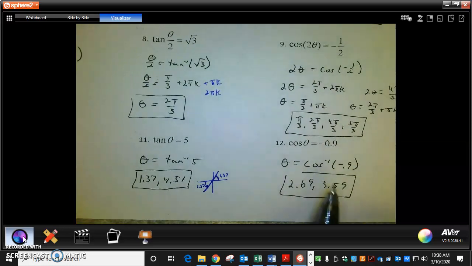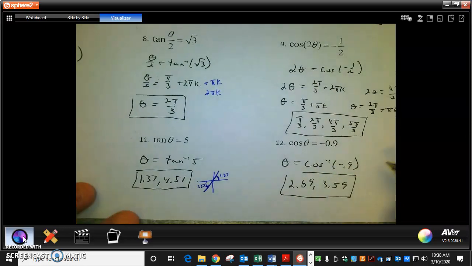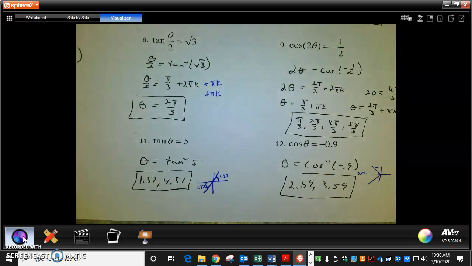Same with 12. I took the inverse cosine of negative 0.9, so that is an angle in quadrant 2. That's where cosine's negative. That's the principal value that my calculator understands, 2.69. But there's another angle over here that has that same reference angle, so you need to figure out how far away this angle is from pi, 3.14, and whatever that difference is, you need to add that to 3.14, and that's where you're going to get this second angle.